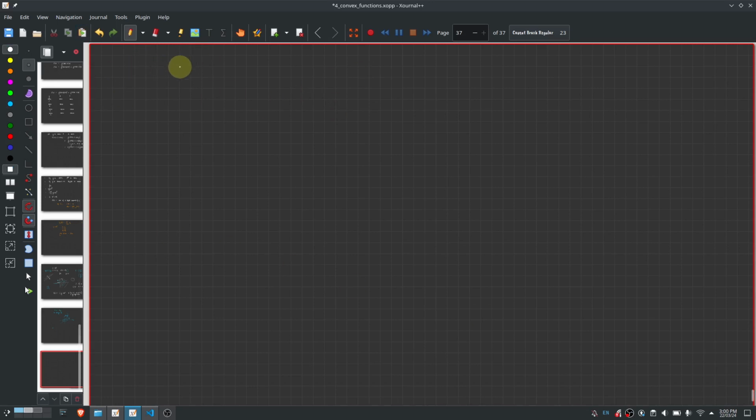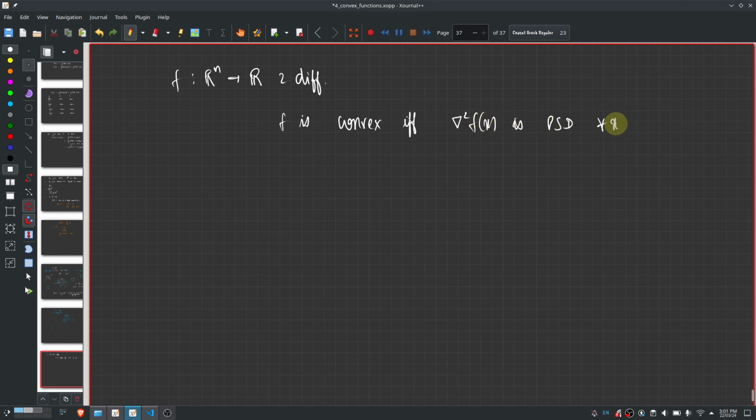So what do you want to show? We want to show that we have some function f from Rn to R, twice differentiable, and we want to show that f is convex if and only if the Hessian is PSD for all x. That's the statement that one would want to prove.